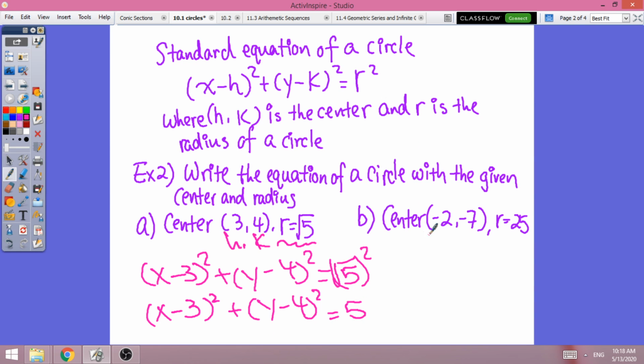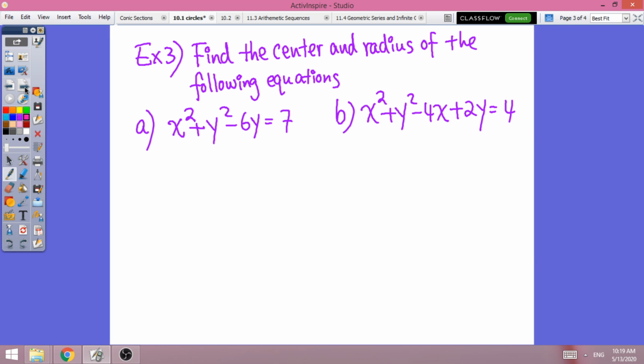The next one is quite similar. We just put in the h and k values. So we get x minus negative 2, so x plus 2, quantity squared, and then y minus negative 7, so y plus 7, quantity squared. That equals 25 squared, which is 625. And that's the equation of a circle. Now let's see what else we have for the rest of this. 10.1 is actually quite straightforward. Find the center and the radius of the following.